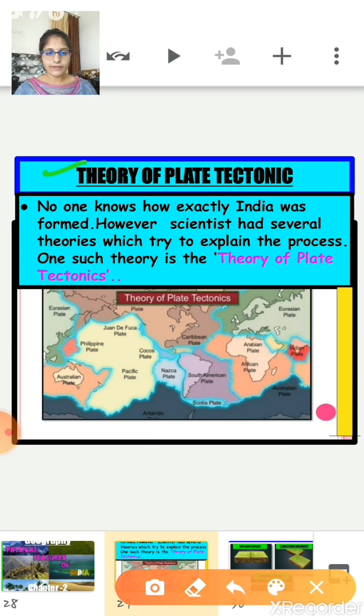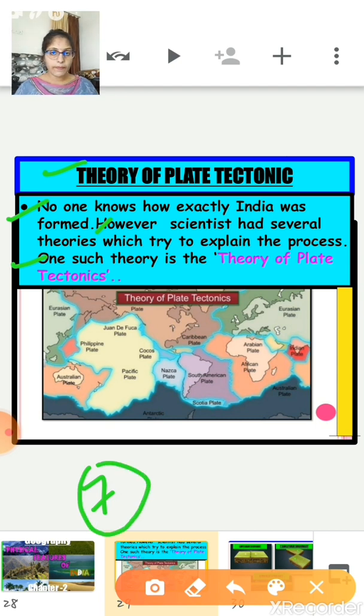Basically, no one knows exactly how India was formed, how exactly the physical features of India were formed. However, scientists have several theories which try to explain the process of the formation of the physical features of India. One such theory is the theory of plate tectonics. According to the theory of plate tectonics, the earth crust, the uppermost part of the earth, is formed out of 7 major and some minor plates.